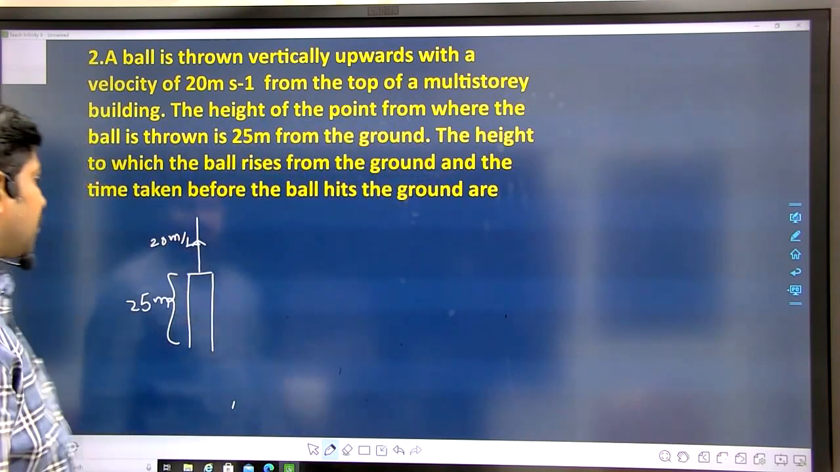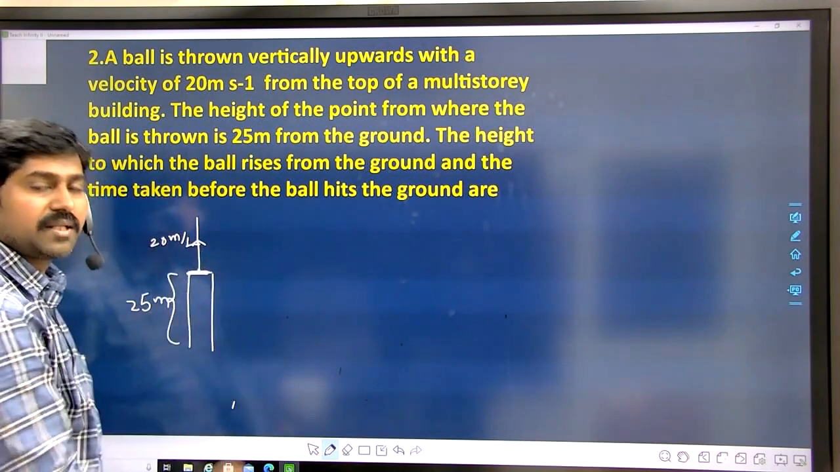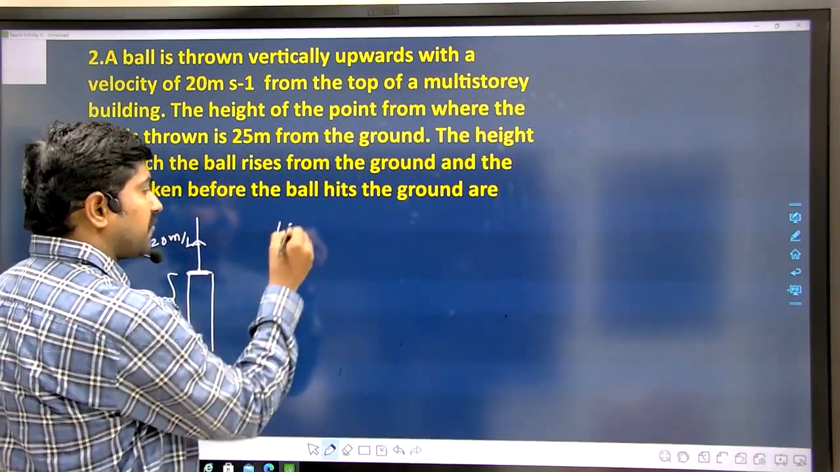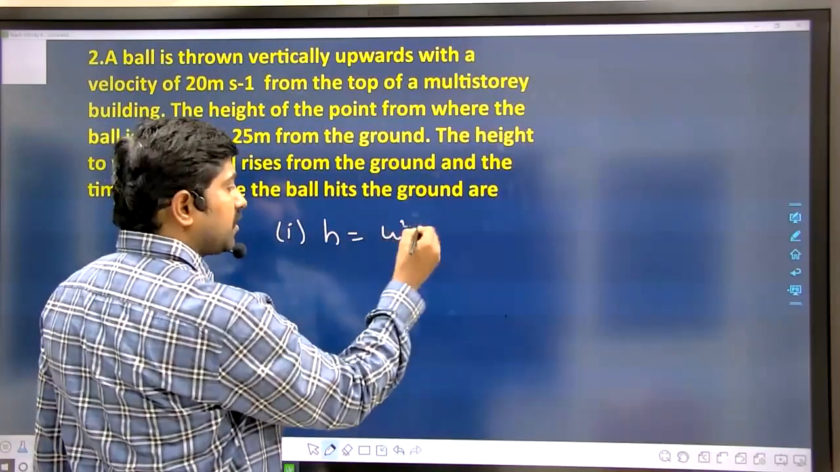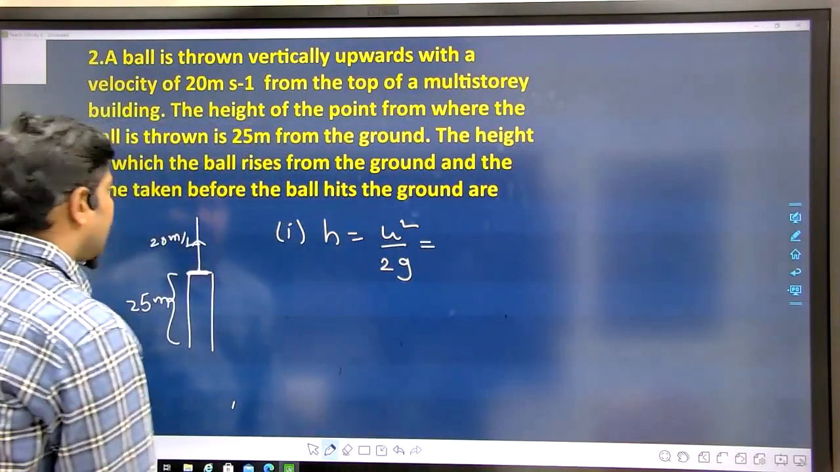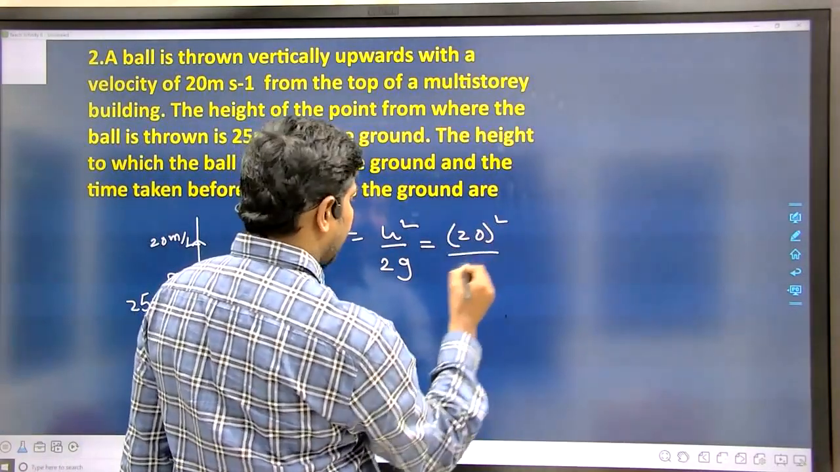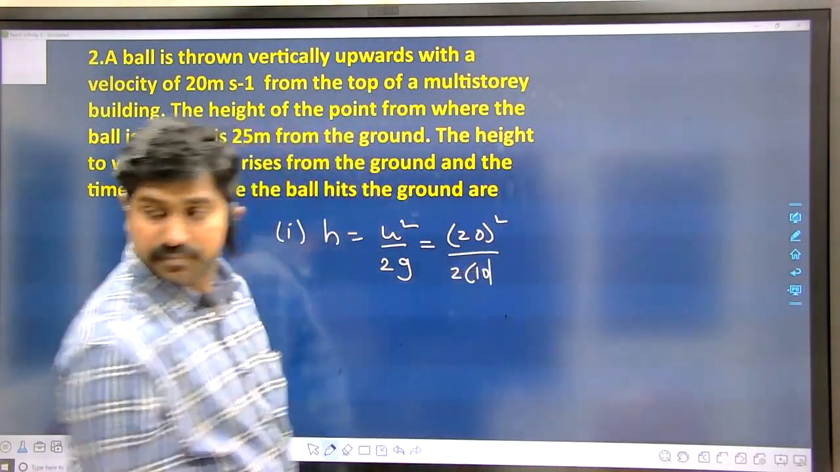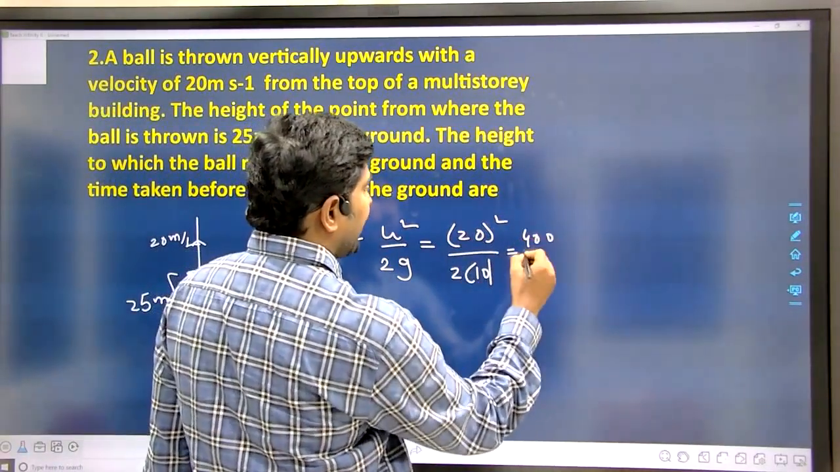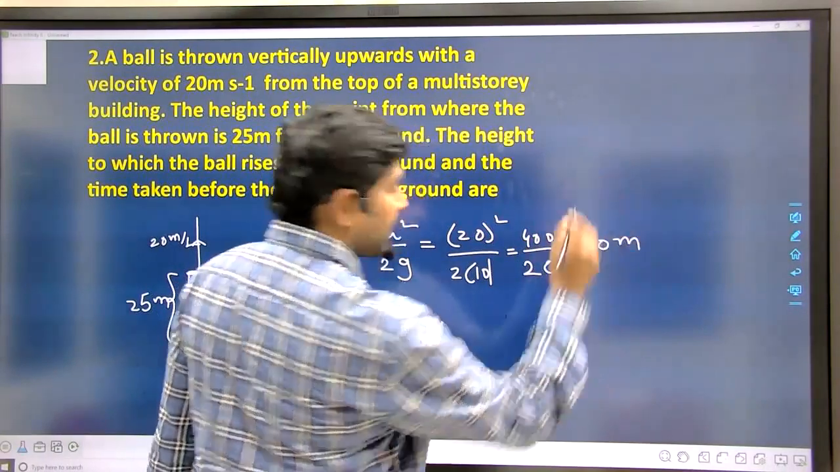The first question is very simple: the height to which the ball rises from the ground. When any particle is projected with velocity 20 meters per second from a certain point, what is the maximum height it can reach? The general formula for height is h equals u square by 2g, a very familiar formula. Initial velocity u is given as 20, so 20 whole square by 2 into 10. 20 square is 400 by 20, which is finally 20 meters.